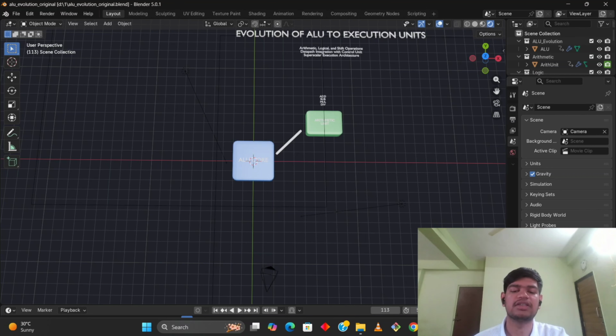We will look at the overarching architecture, the dynamic flow of data, and finally, we will zoom in to examine the exact working mechanisms of the arithmetic logical shift unit.